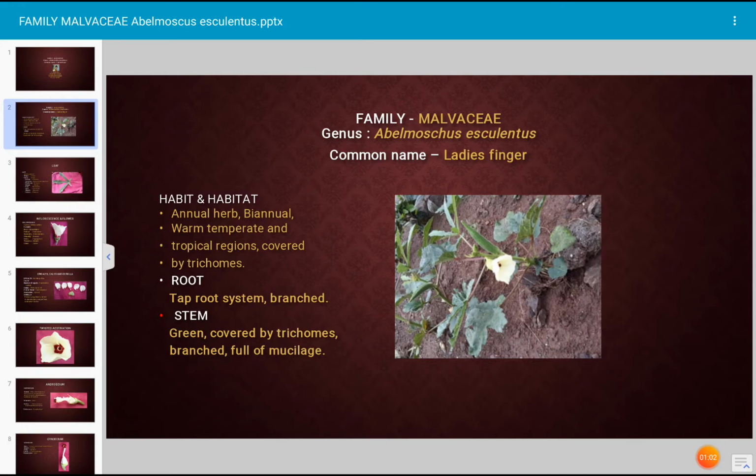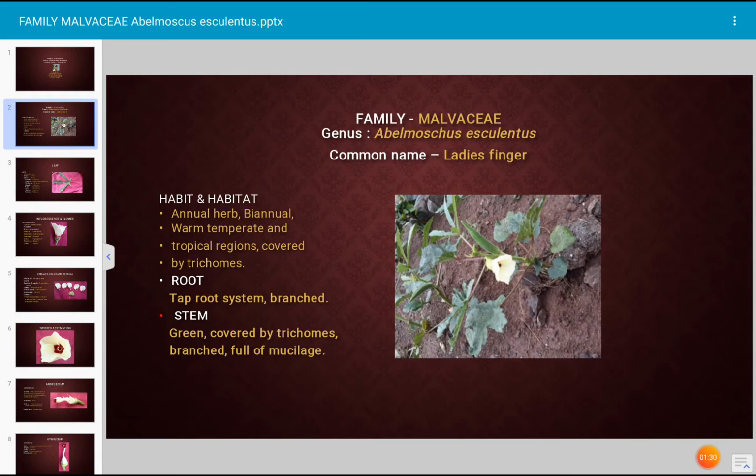Habit of the plant: it is a small herb which we grow in our farm. It is an annual herb, biannual herb, commonly grown in warm temperate regions, also in tropical regions of the world. And the entire plant is covered by trichomes, which are spiny. The root system of Abelmoschus esculentus is branched. It is a taproot system.